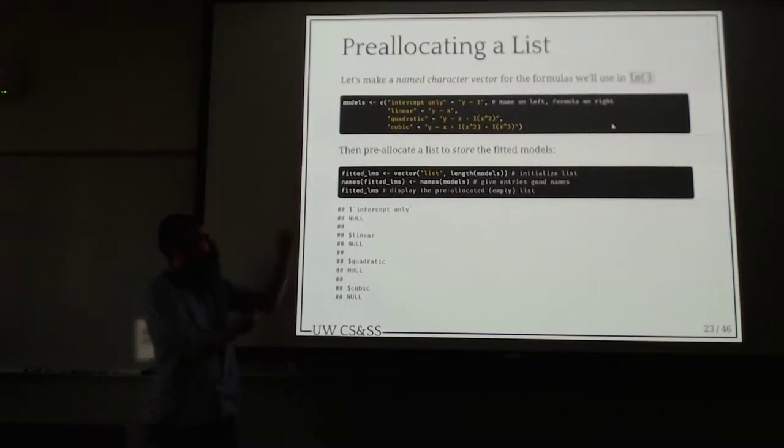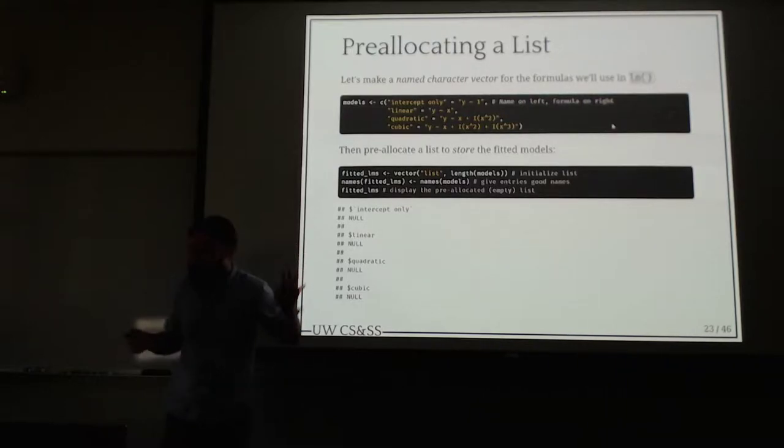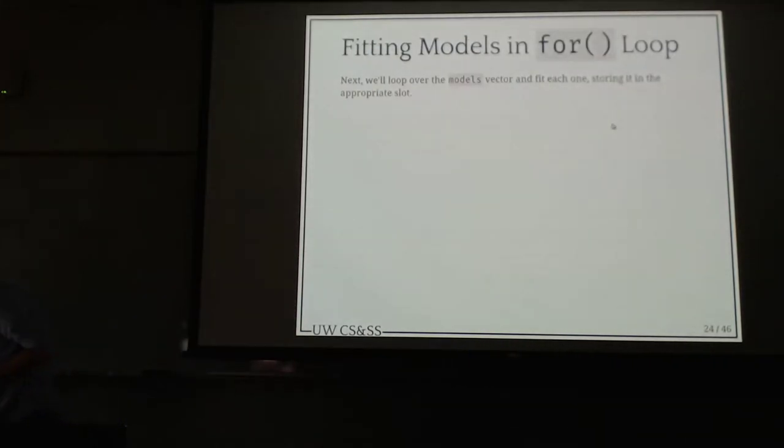So we've pre-allocated this thing. Does that pre-allocation make sense? Basically, you've created a bunch of empty space with names. Okay, so next thing we want to do, we're going to loop over that models vector I created, and then fit each one of those models, and then store it in the appropriate slot of that list we created.